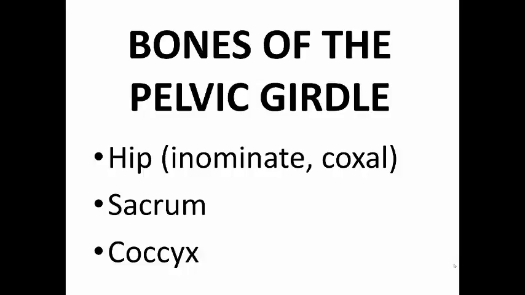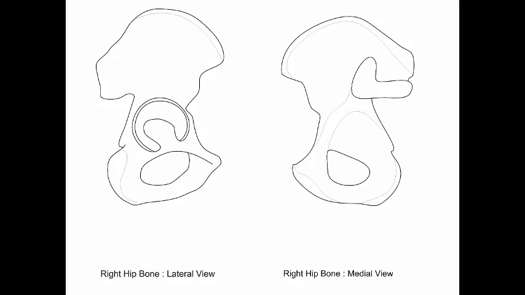The bones of the pelvic girdle include the left and right hip bones, the sacrum and the coccyx. We're going to look at the bony landmarks of the right hip bone from both a lateral and a medial view.